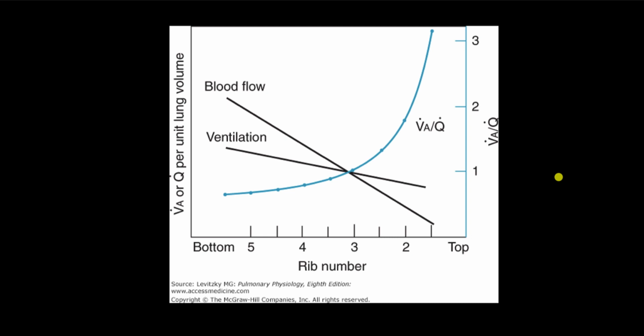You likely have seen this graph before. It has ventilation or perfusion per unit lung volume on the y-axis. It has rib number on the x-axis from bottom to top, the lowest rib to the top of the rib. And then it's got all these lines. And then on this y-axis, it has the ventilation to perfusion ratio. I don't like this graph, but I'm going to walk through it one at a time.